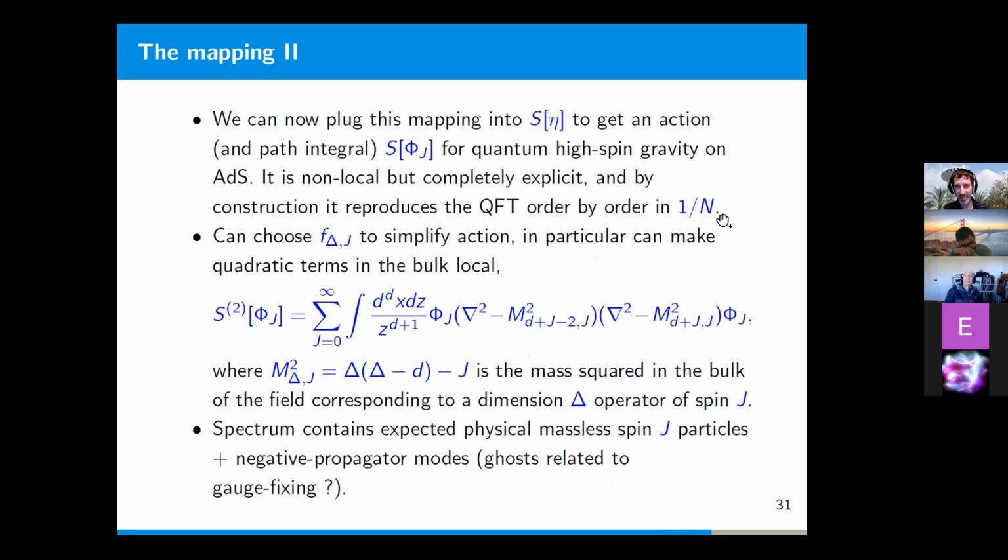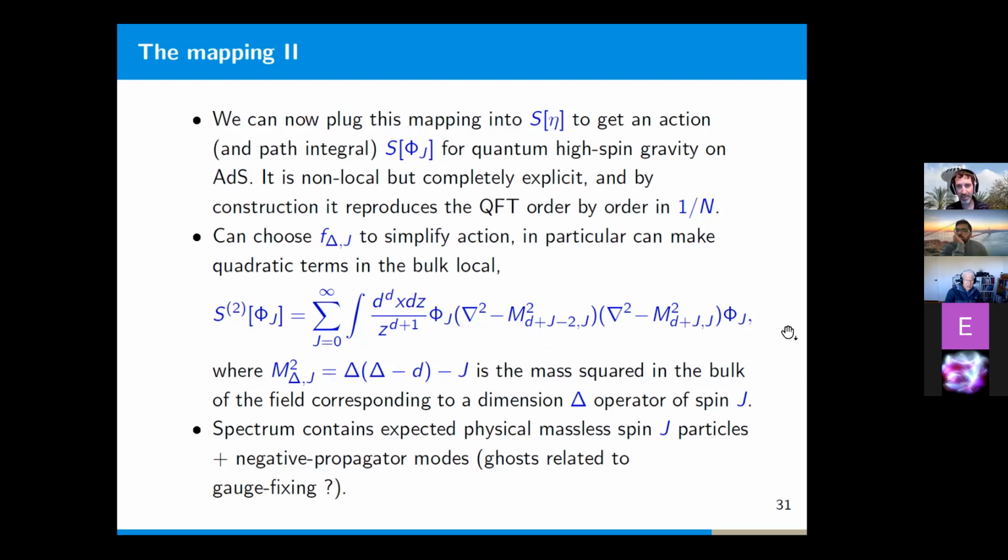Again, this change of variables makes sense as long as n is large enough, but order by order in 1 over n, you can just follow all these steps and show that this action that we get in AdS space reproduces for us the original field theory. Now we can make a choice of these arbitrary coefficients f to simplify our action, and it's convenient to choose them such that at least the quadratic term in the bulk is local.